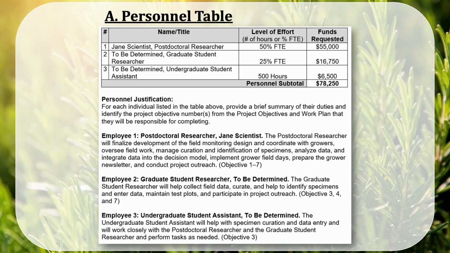Here is an example of a budget that includes 3 employees. Below the table, there's a justification for each employee working on the project. Note that each employee's justification must identify which project objectives their activities will support.